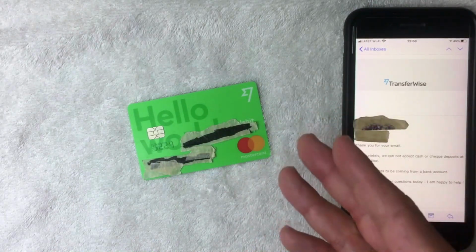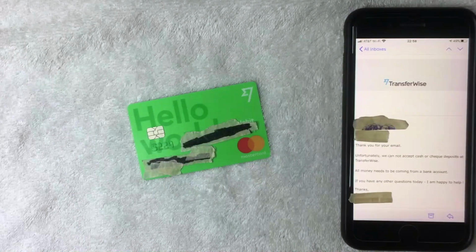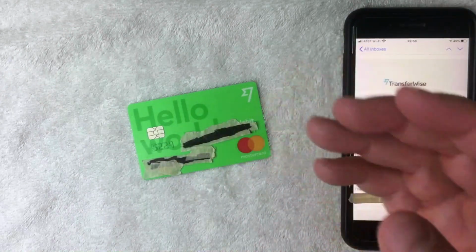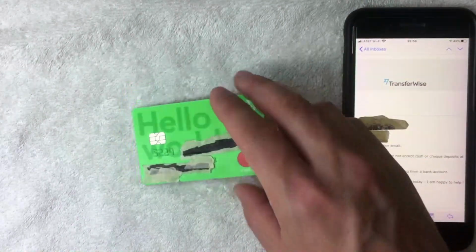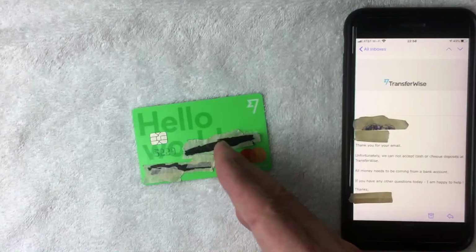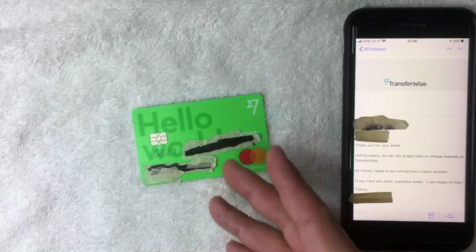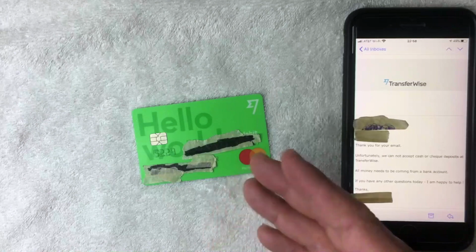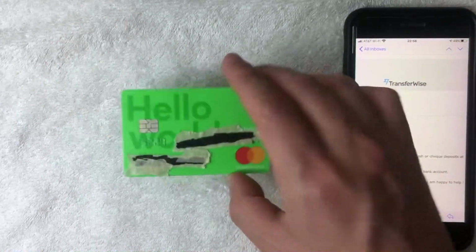No, as of the recording of this video, which is in December of 2019, they do not have a location that you can deposit checks. You cannot deposit cash into your Transferwise borderless account. Hopefully in the future, they do roll out a feature like that because that would be really convenient and make the card much more appealing.